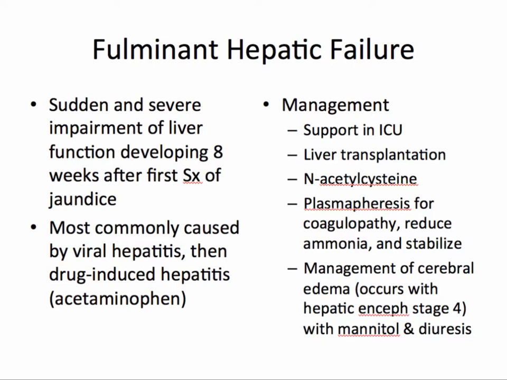Management of fulminant hepatic failure includes support in the intensive care unit, liver transplantation, N-acetylcysteine, plasmapheresis for coagulopathy, and to reduce ammonia as well as to stabilize the patient, and management of cerebral edema. This typically occurs with hepatic encephalopathy stage 4. This management can include the administration of mannitol and diuresis.